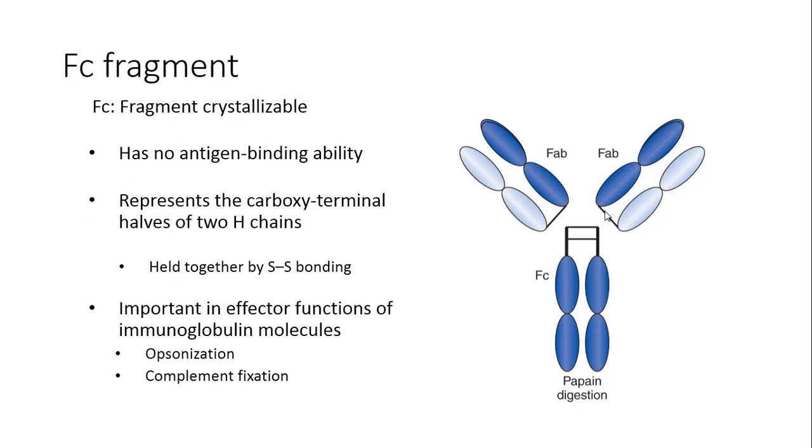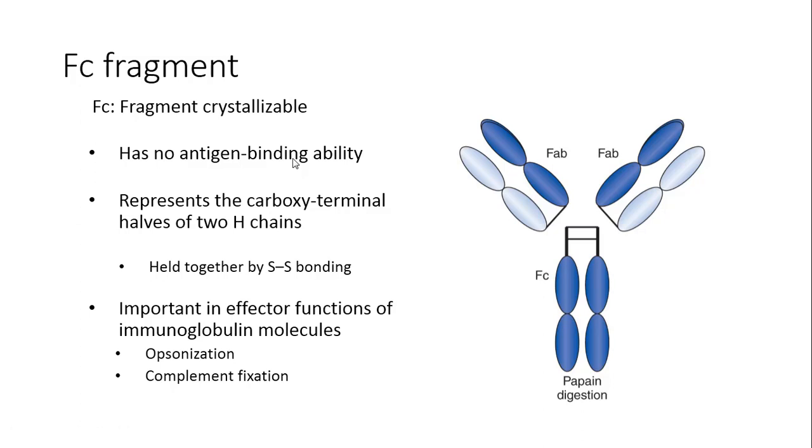The FC fragment, on the other hand, is the fragment crystalline, and it reflects the major portion of the antibody's constant region. If you remember, there was a little teeny bit of the light chain that also had a constant region. It's not illustrated as well here as it was on some of our earlier slides. But the FC region really isn't the site of antigen-antibody binding.